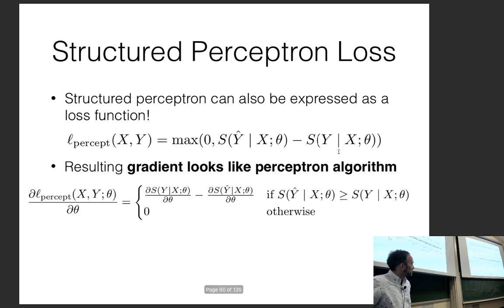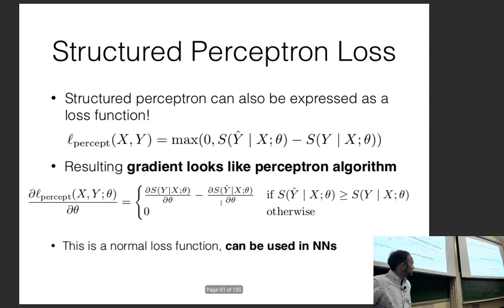So the resulting gradient looks like the perceptron algorithm. So basically it looks like this. This is a normal loss function, so you could also use it in a neural net if you wanted to. You definitely could. So I'm going to get back to the question here. And the question here was basically, why don't we always increase y? And the answer is actually, if you reinterpret it a different way, we actually are always increasing y.